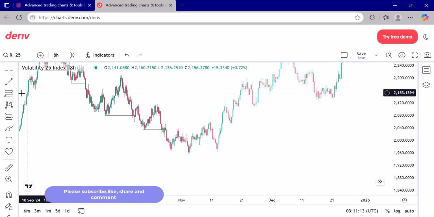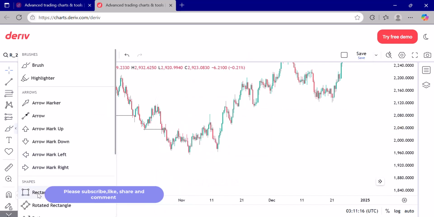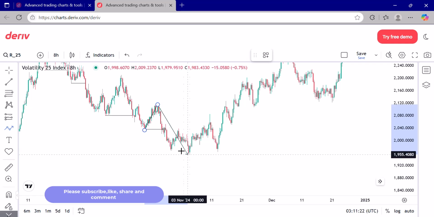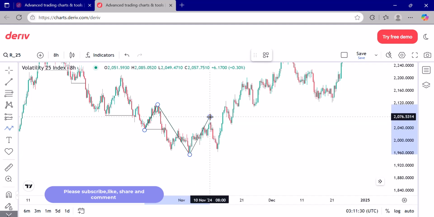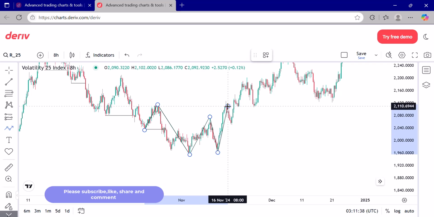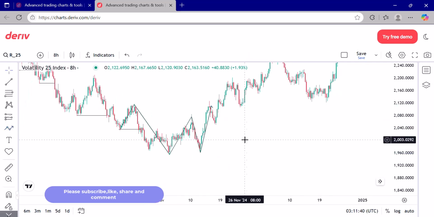Let me take this away. If we had to draw something like this, this was a lower high. This will now be our next low. After this break of structure, this will be our next low. So now there was a lower high. Now observe what happened here. Observe what happened here.